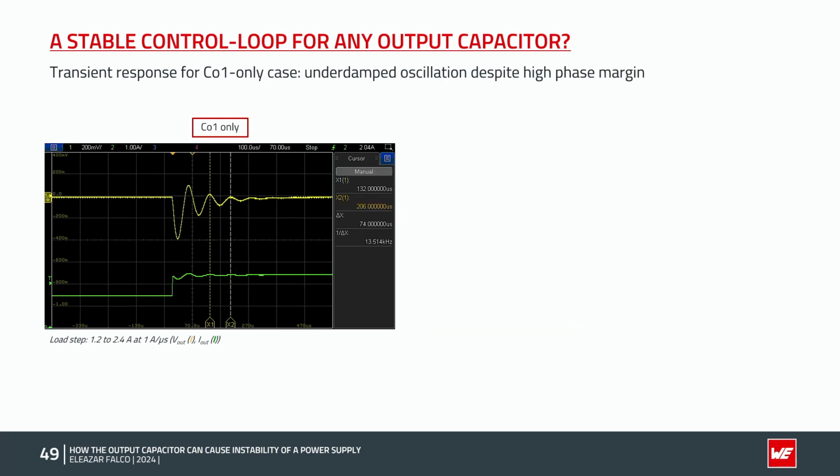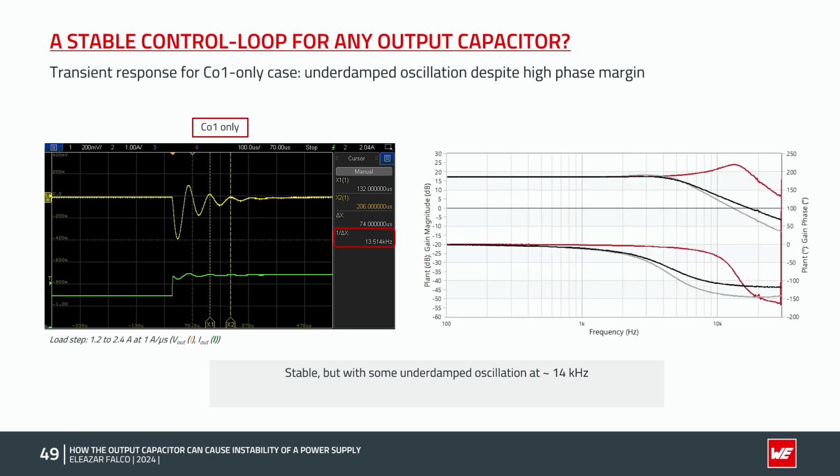This is the transient response of the option with only the MLCCs without bulk capacitors. Despite the very high phase margin of almost 90 degrees, there is an underdamped oscillation in the response. It has a frequency of around 14 kHz. And if we revisit the frequency response of the plant with CO1 only, we will realize that this actually corresponds to the double pole frequency, which represents the resonance between the power inductor and the output capacitor of the power stage of the buck converter.